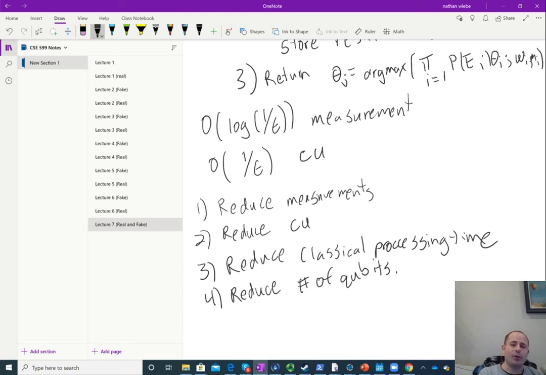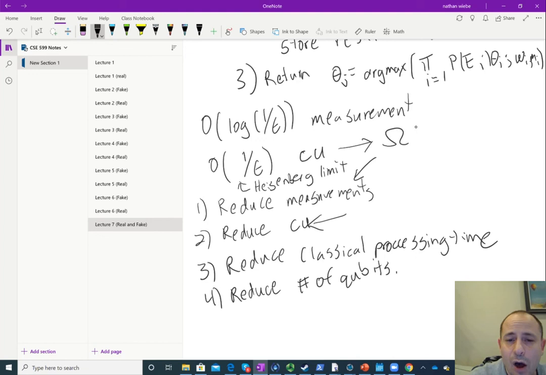For example, this approach that I showed you is optimal in terms of the number of measurements, and near optimal in the number of controlled unitaries, because it turns out that the Heisenberg limit, which can be viewed as a property of Fourier duality here, ends up saying that the number of CU operations that we need is also omega 1 over epsilon. So we can't do any better than this scaling in general. So quadratic advantage is optimal.